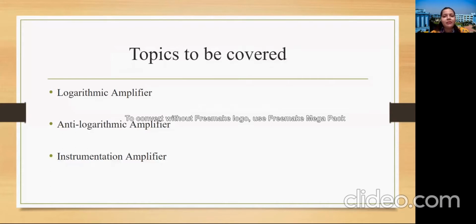These are the topics that we are going to cover today: logarithmic amplifier, anti-logarithmic amplifier, and the very important instrumentation amplifier. It's important in terms of your exam. It's important in terms of your project work. You can develop any kind of amplifier by using this instrumentation amplifier, okay? So these three are some of the most applied applications of op-amp. Let us first start with the logarithmic amplifier.